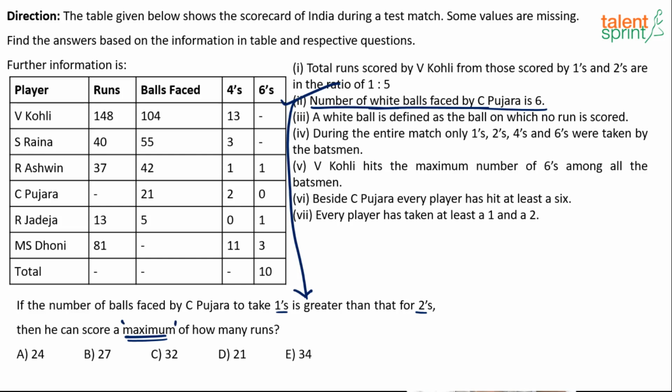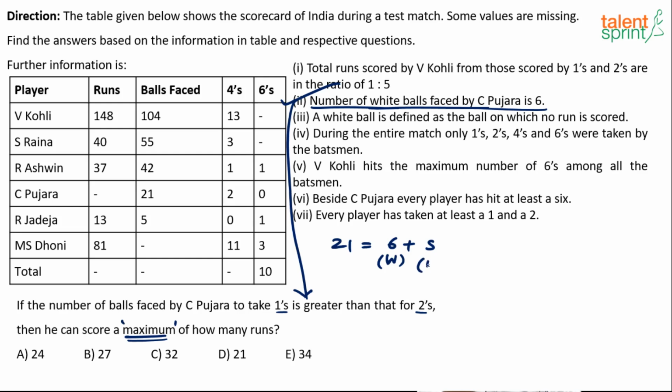So how do you get this? See, 21 balls, I can say 21 balls is a sum of 6 dot balls where he has scored 0 runs, right? Basically dot balls, right? Plus, let's say, number of balls for singles.